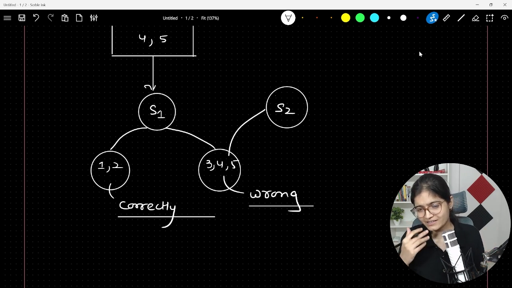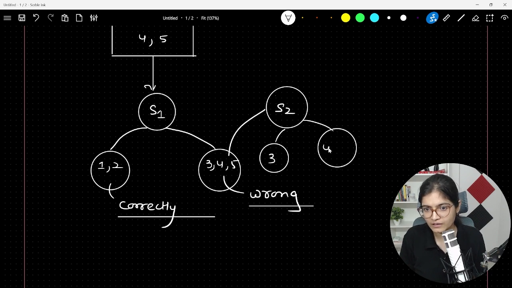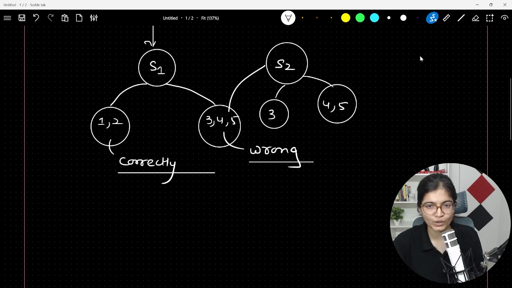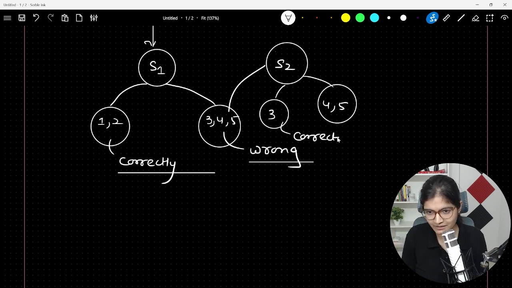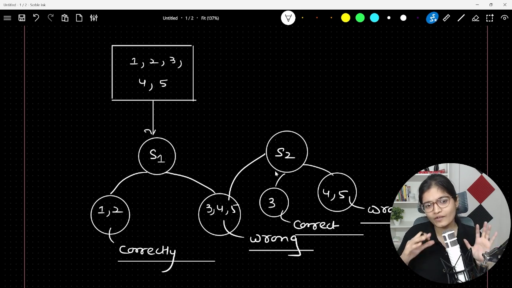Now, let's say S2 is also not that smart, but he's not that dumb either. He has given me the correct answer for 3, but still gave the wrong answers for questions 4 and 5. Again, on the left-hand side I am writing the correct results given by the students, and on the right side, the wrong results. Now, till so far, I have only the correct results of questions 1, 2, and 3. Still 4 and 5 are pending.